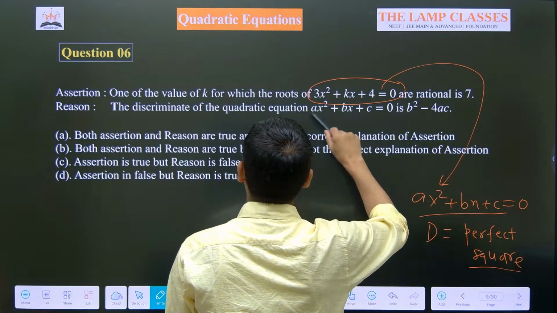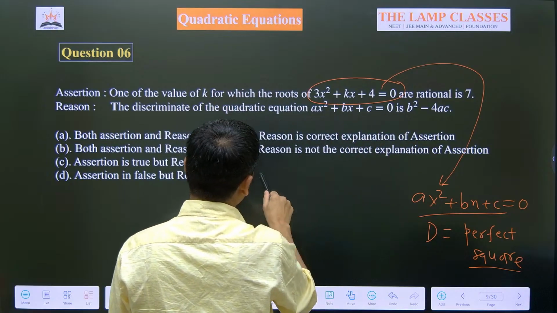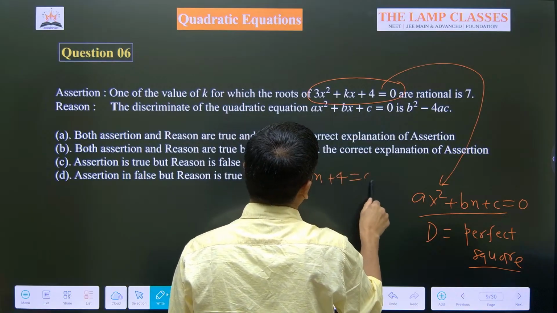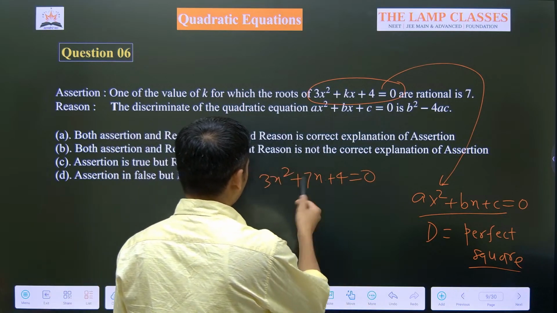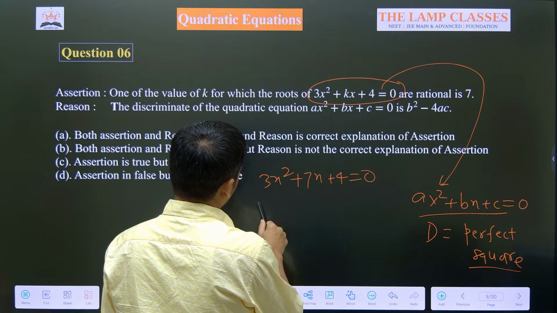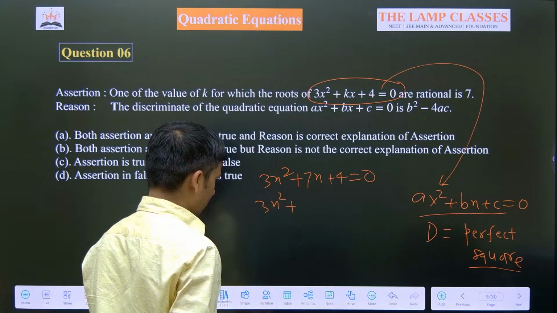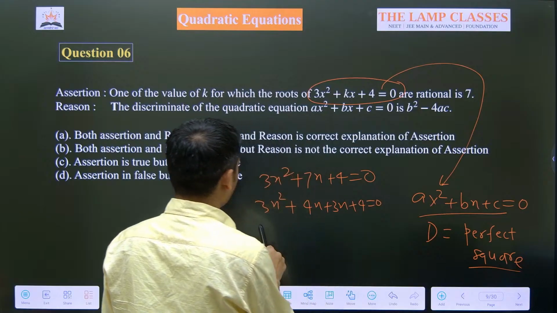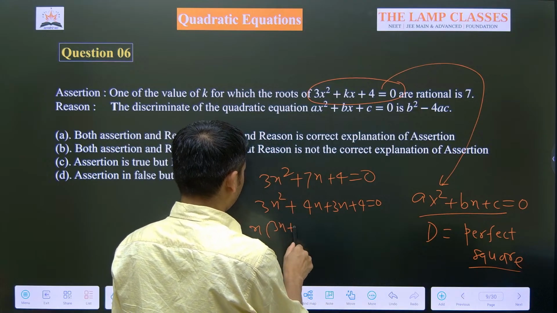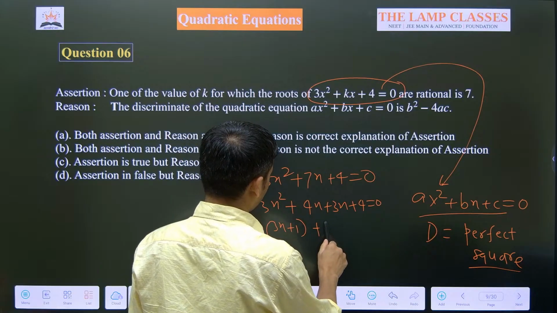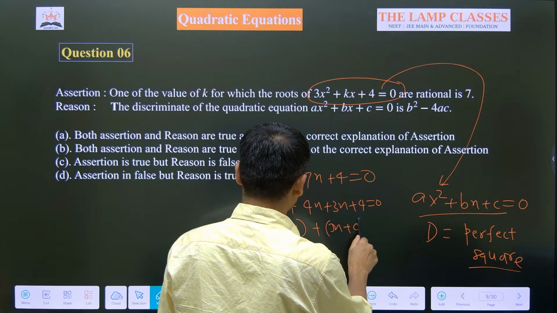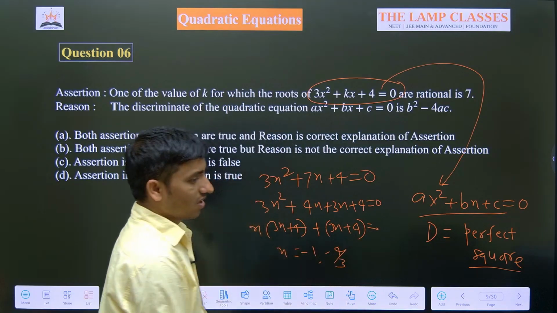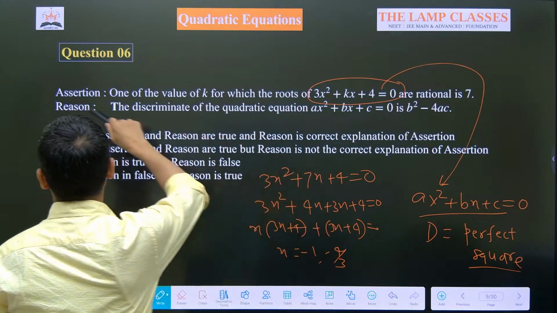So if I put the value of k as 7 here, do we get rational roots? I think we can factorize, so it's 3x square plus 4x plus 3x plus 4 is equal to 0. X times 3x plus 4 plus 3x plus 4. X will be minus 1 and then minus 4 upon 3. You could have done it this way as well. So the assertion is correct.